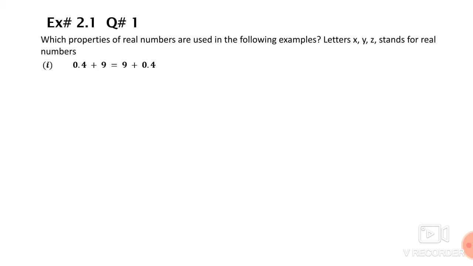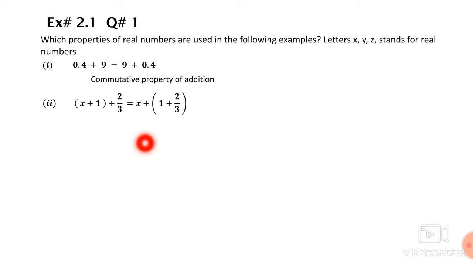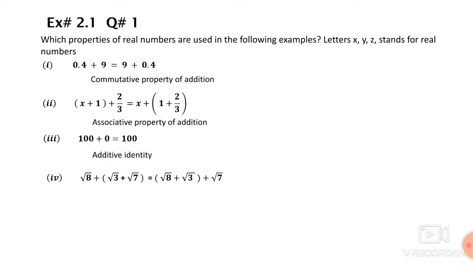0.4 plus 9 is equal to 9 plus 0.4. This is the commutative property of addition. Second one, x plus (1 plus 2/3) equals (x plus 1) plus 2/3. This is the associative property of addition. 100 plus 0 is equal to 100. This is the additive identity because we have learned that 0 is the additive identity. Square root 8 plus (square root 3 plus square root 7) equals (square root 8 plus square root 3) plus square root 7. This is the associative property of addition.